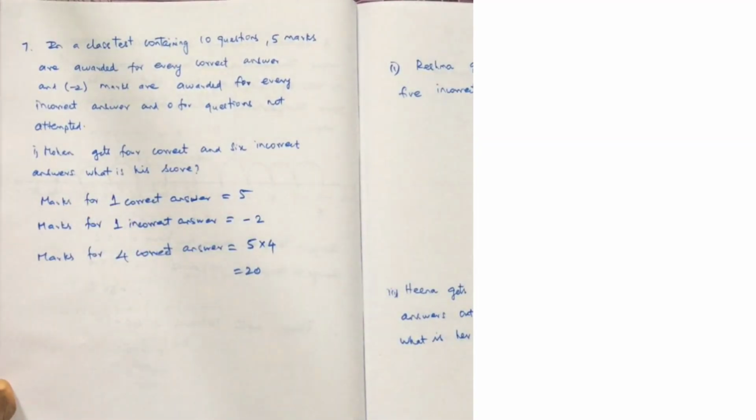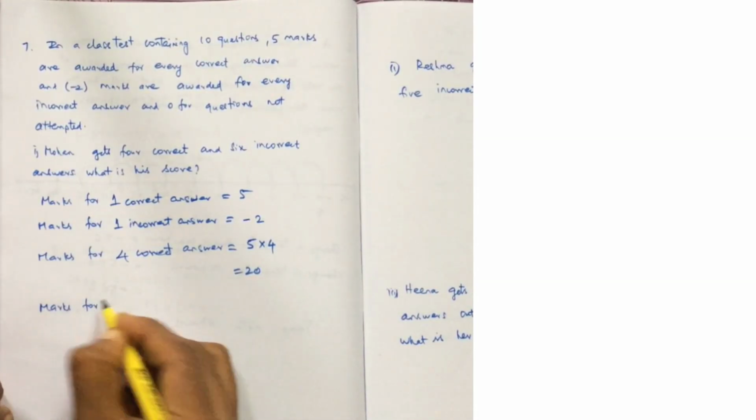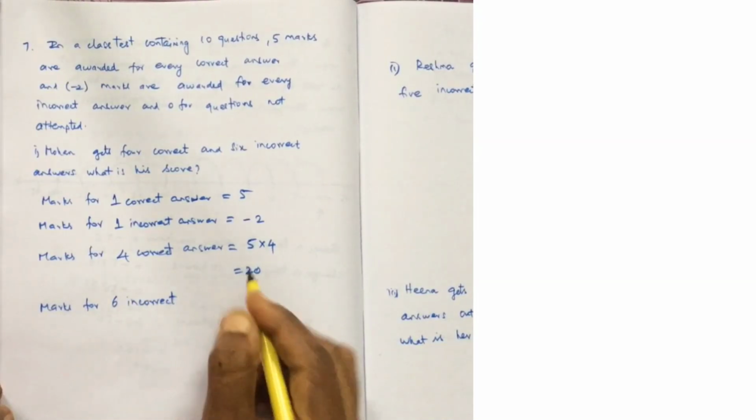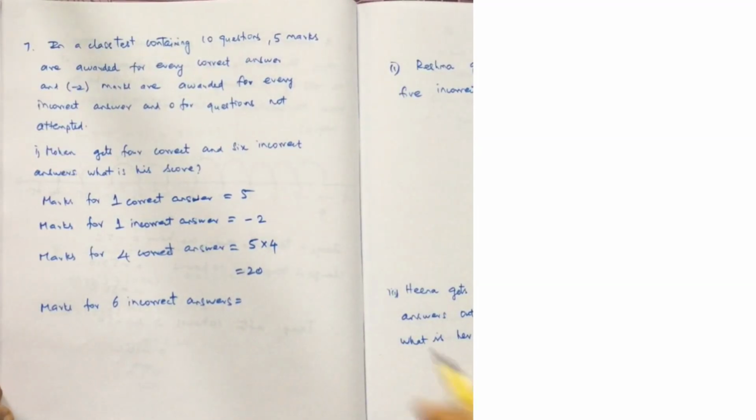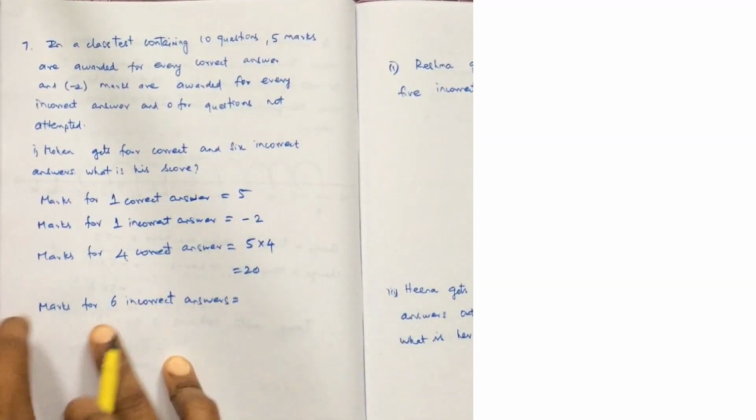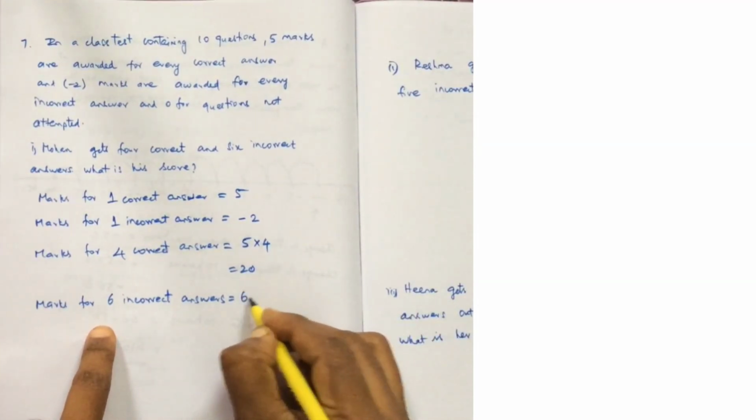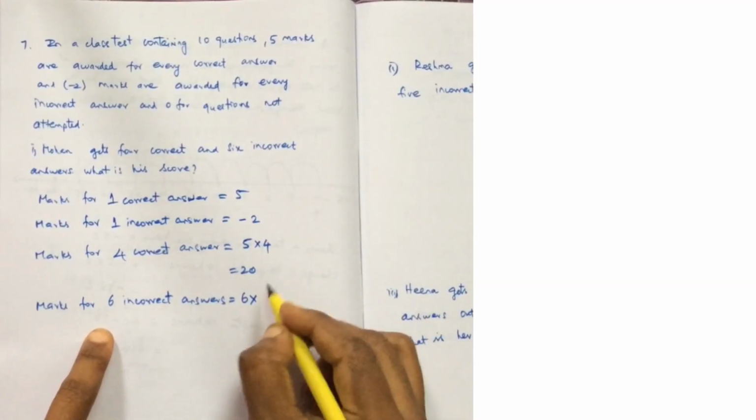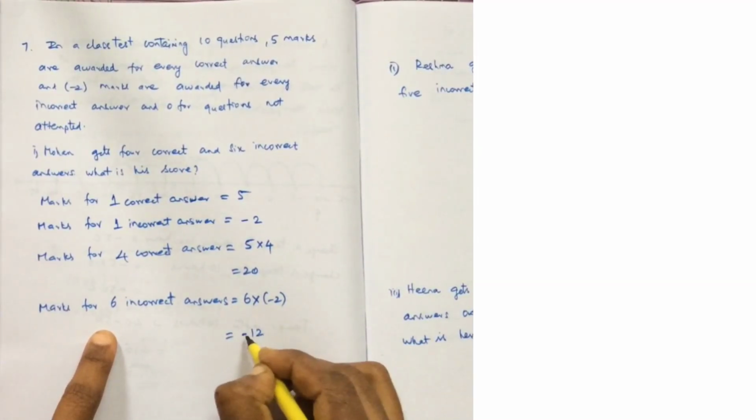For that his marks should be reduced. So marks for 6 incorrect answers. He has 6 incorrect answers. So 6 multiplied by how many marks should be reduced? -2 for 1 question. So 6 multiplied by -2, that is -12.